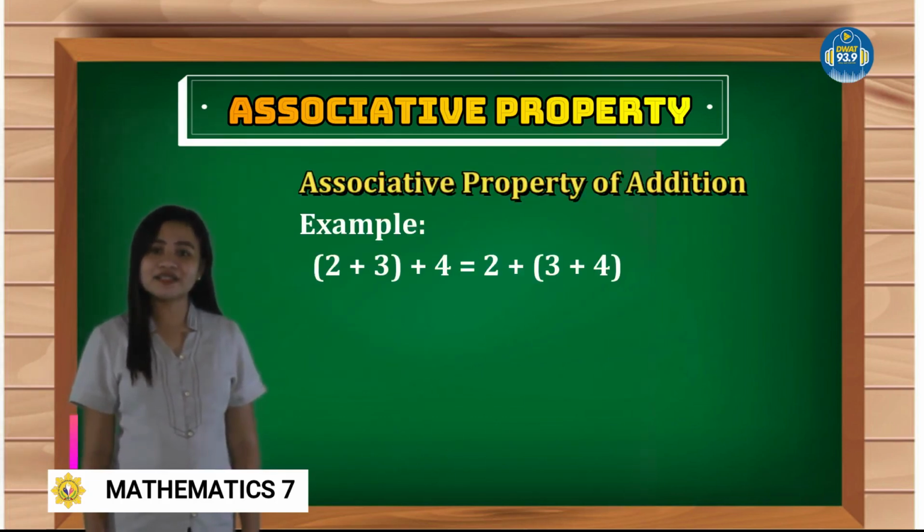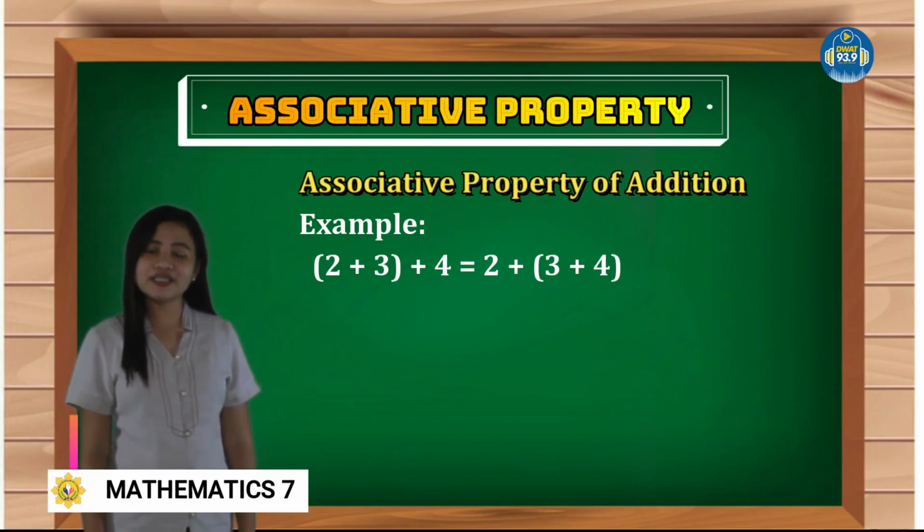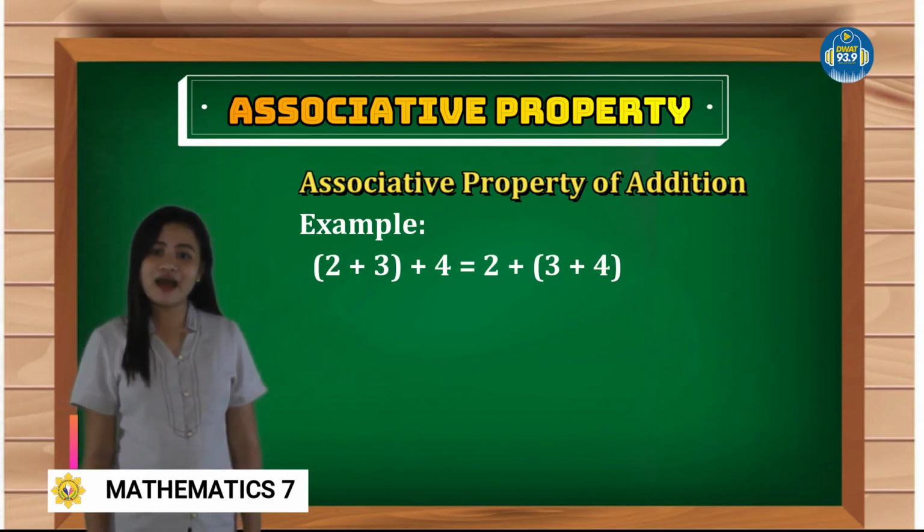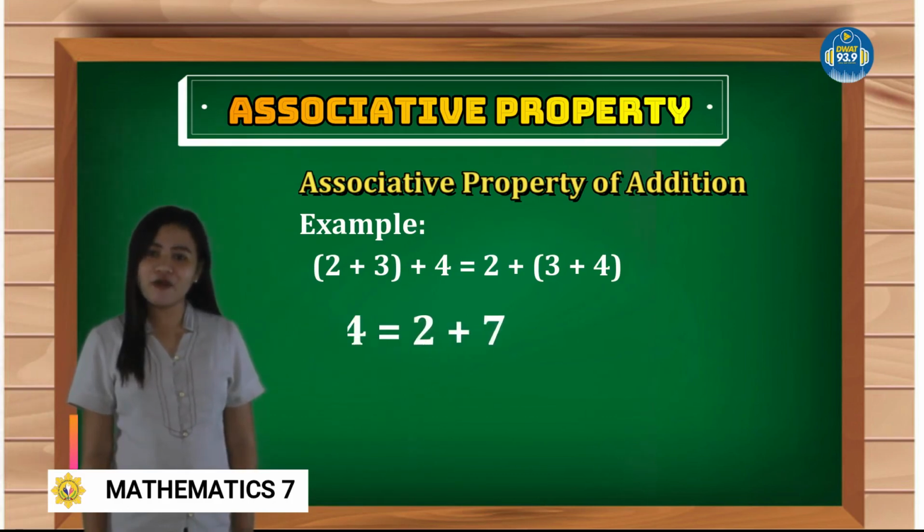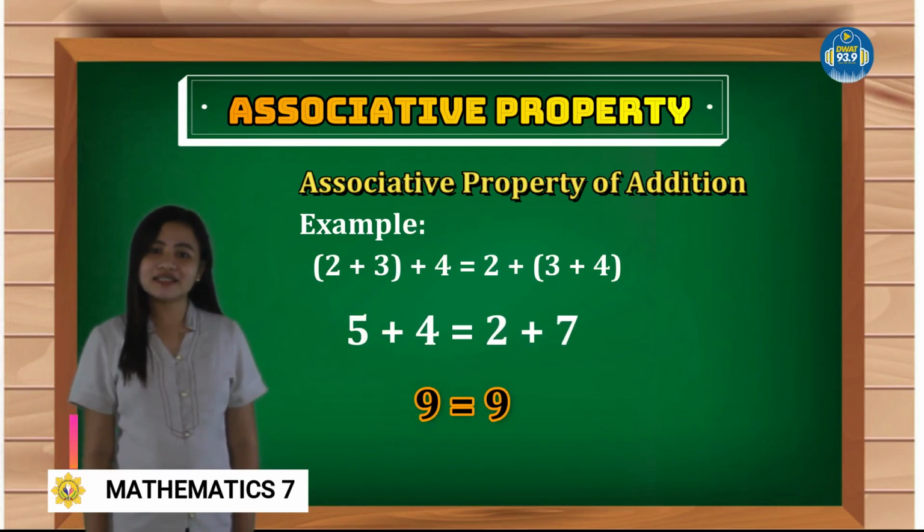For example, in associative property of addition, the quantity of 2 plus 3 plus 4 is equal to 2 plus the quantity of 3 plus 4. Now notice that in the left side of the equation, 2 and 3 are grouped, while in the right side of the equation, 3 and 4 are grouped. Anyhow, both have the same sum. Let's verify. The quantity of 2 plus 3 plus 4 is equal to 2 plus the quantity of 3 plus 4, which is equal to 5 plus 4 equals 2 plus 7, and we obtain 9 is equal to 9.